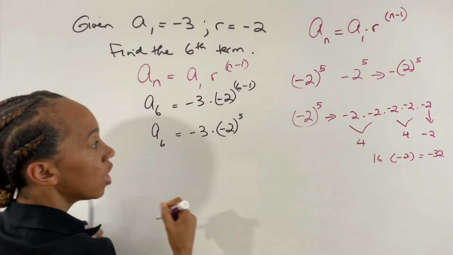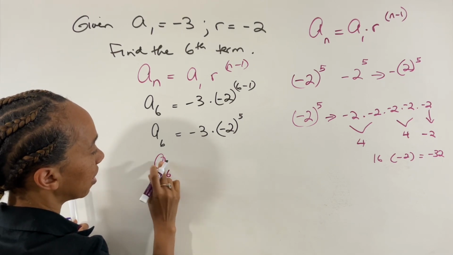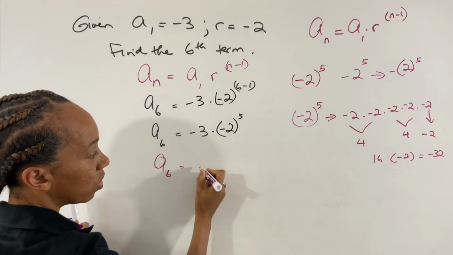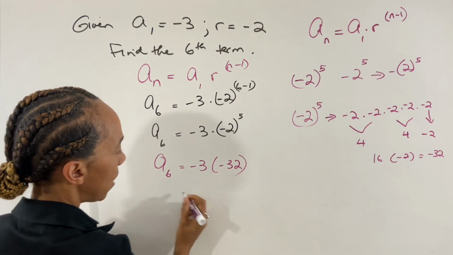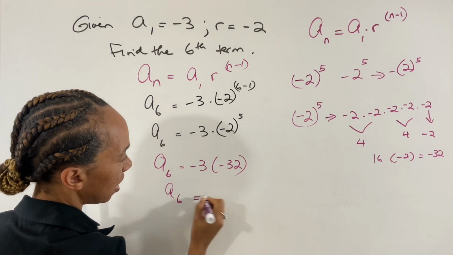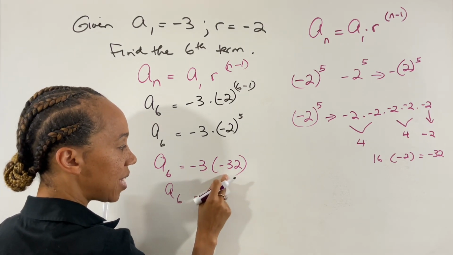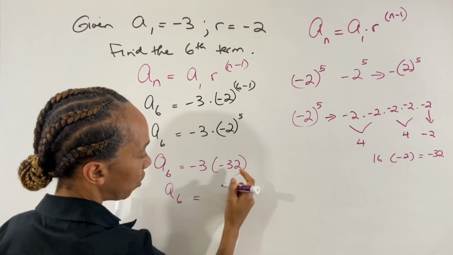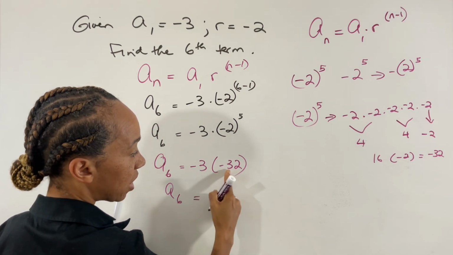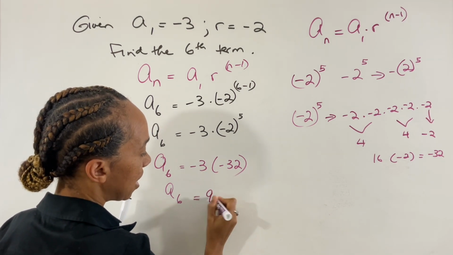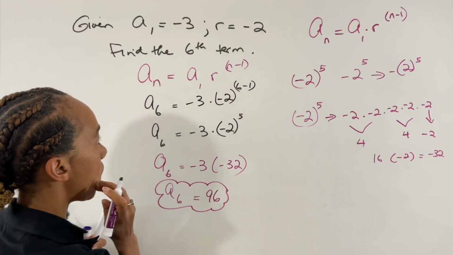All right. So once you have that, then you can write a sub 6 is equal to negative 3 times negative 32. So a sub 6 is equal to, this is going to be a positive number. Negative times negative is going to be a positive. So therefore, 3 times 32 is going to be 96. And you draw a cloud around your answer.